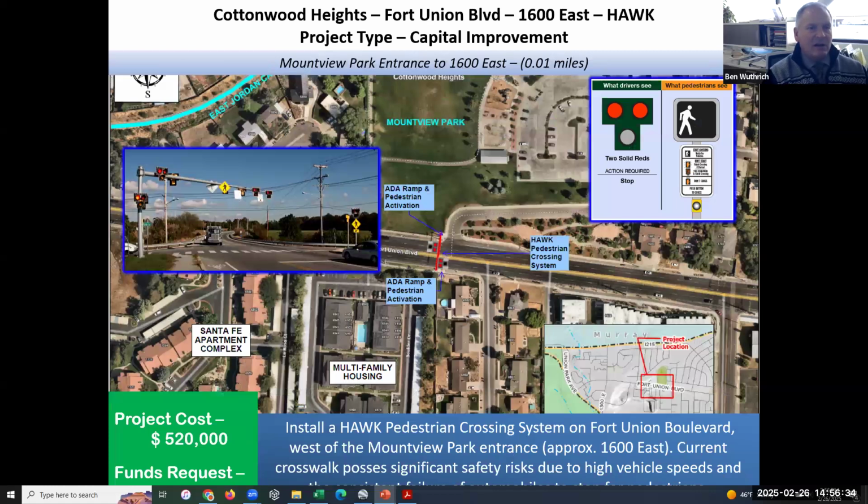Next project is in Compwood Heights. This is for the installation and construction of a hawk on Fort Union Boulevard at 1600 East. This project cost estimate is 520,000. Funds being requested are 484,000.